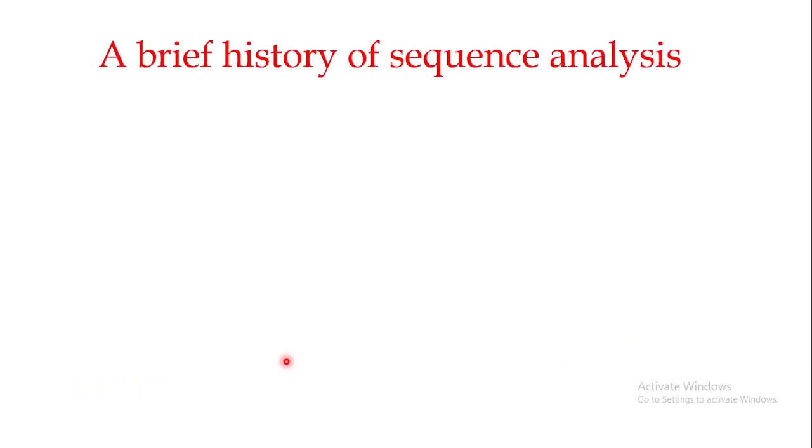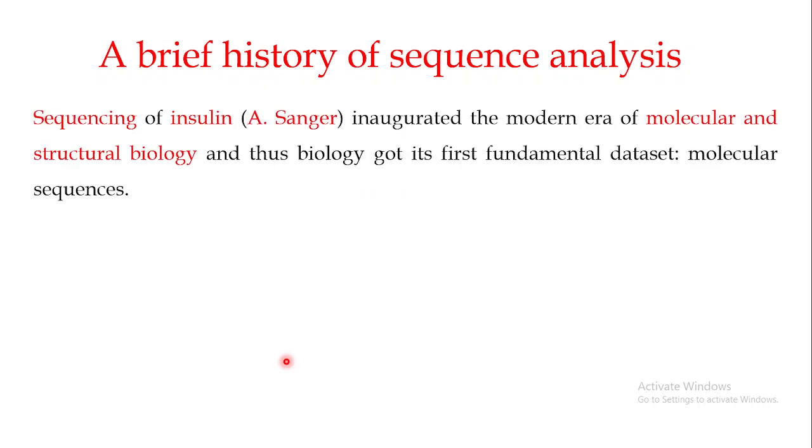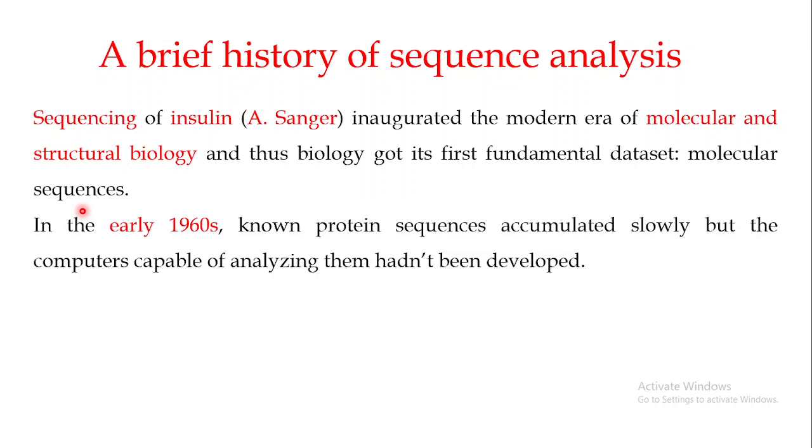Now, a little bit of history of sequence analysis. As I told you, the first protein that was sequenced was insulin, by A. Sanger. The sequencing of insulin inaugurated the modern era of molecular and structural biology, and thus biology got its first fundamental data set, the molecular sequences. And of course these molecular sequences are the sequences of amino acids for a particular protein.